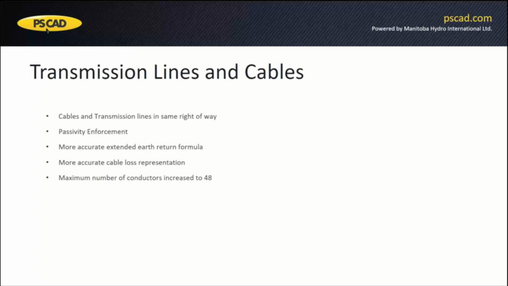And there's a more accurate cable loss representation. It is part of the insulator properties. Previously, we just had a simple option asking for a conductance value to represent the loss. And we have increased the maximum number of conductors in a single right of way.